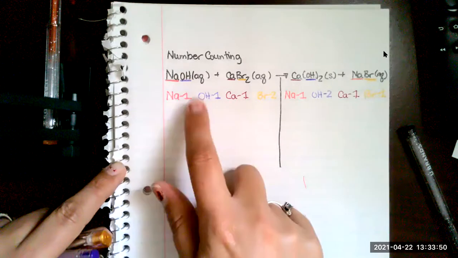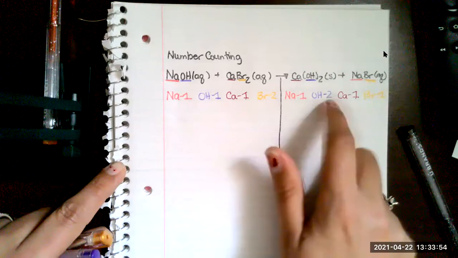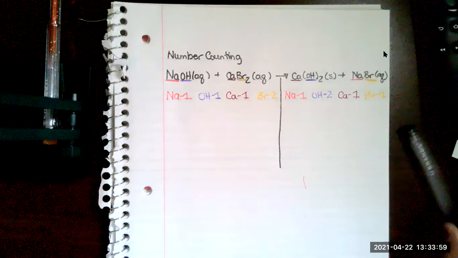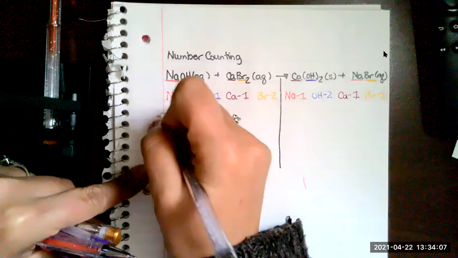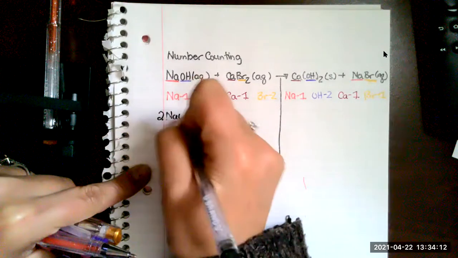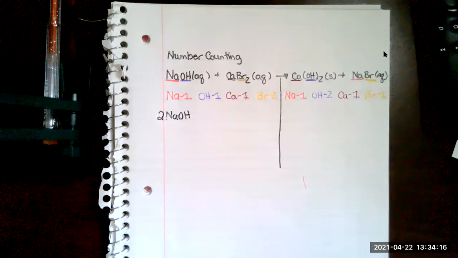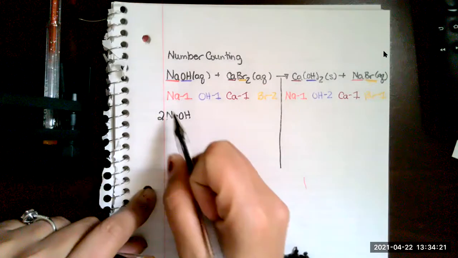I have 1 hydroxide over here. I have 2 hydroxide over here, and you're only going to change 1 coefficient at a time. So I ask myself, what times 1 will equal 2? Well, the answer is 2. So I turn that 2 into a coefficient. So I put a 2 in front, and then I write NaOH. Now, coefficients, unlike subscripts, do distribute. So this means I will have 2 sodiums and then 2 hydroxides.